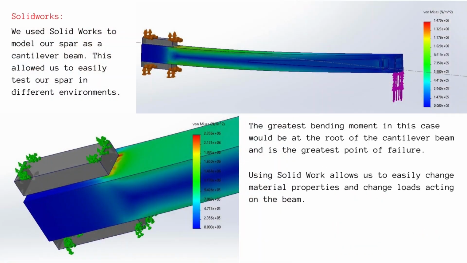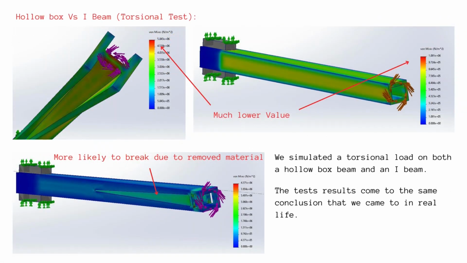To further test our beam, we used SolidWorks to simulate our beam under a load. This allowed us to easily change the dimensions of our beam and the material properties for a more accurate load. Also, by simulating our beam under torsional load, we can see that by removing material it is more likely to break. So as a compromise, we decided to remove some material only from the most outer layer of the beam.